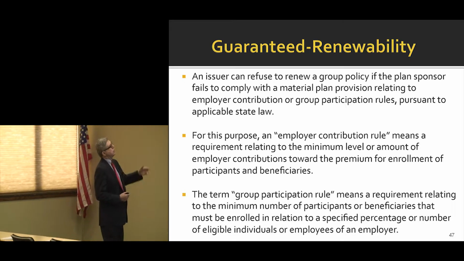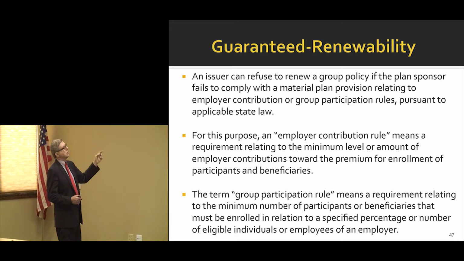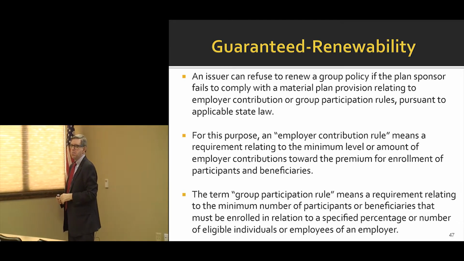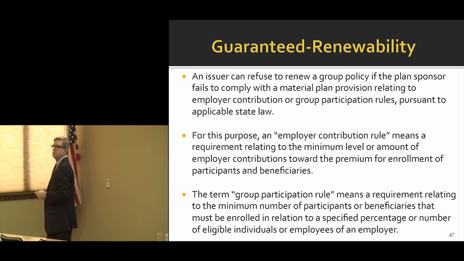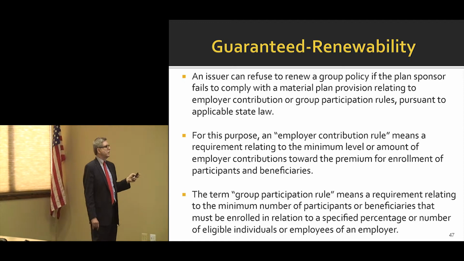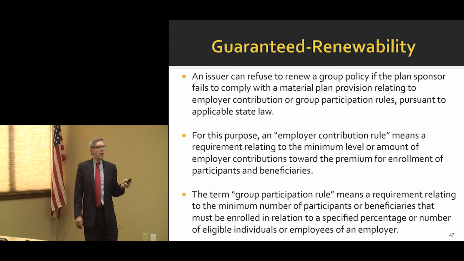So an insurance company can refuse to renew a group policy if the plan sponsor fails to comply with material plan provisions relating to the employer contribution or group participation rules pursuant to state law. For this purpose, an employer contribution rule means a requirement relating to the minimum level and amount of employer contributions. Now, for example, doesn't Blue Cross require that employers pay at least 50% of the premium? The term group participation rule means a requirement relating to the minimum number of participants or beneficiaries that must be enrolled in relation to a specified percentage and the number of eligible individuals.